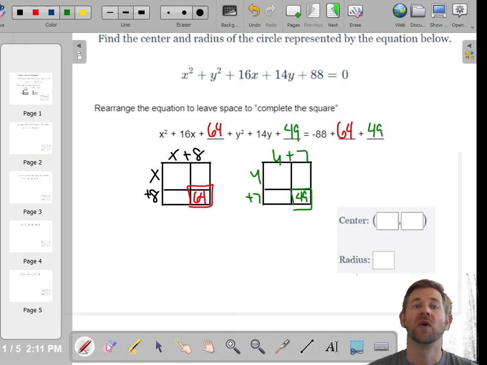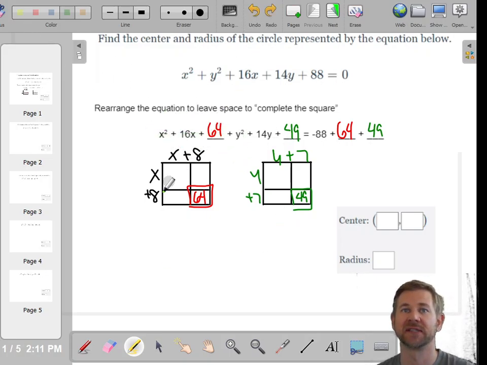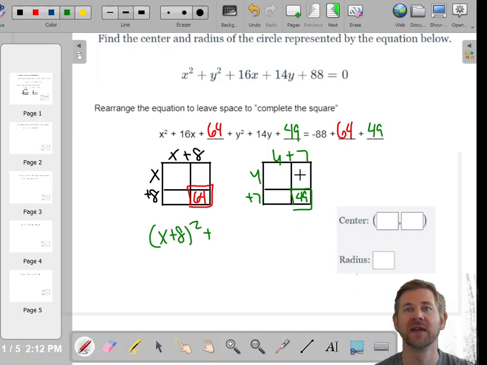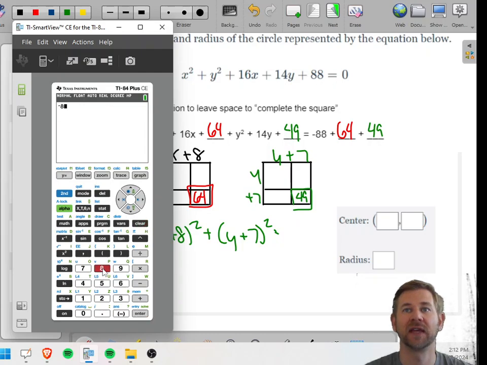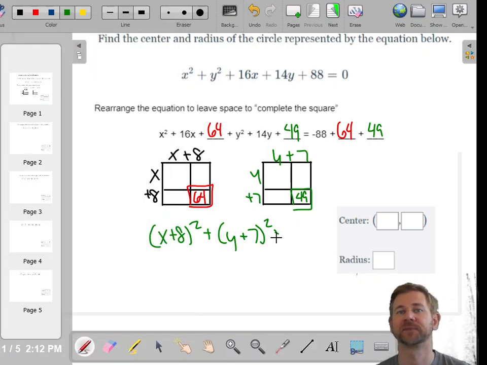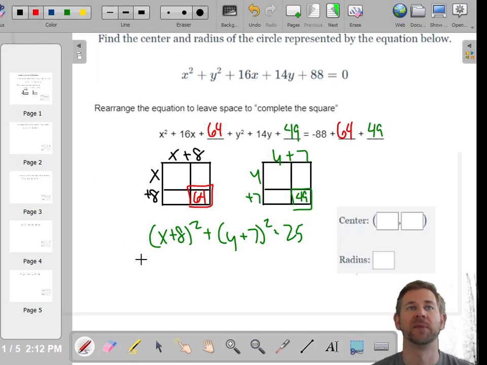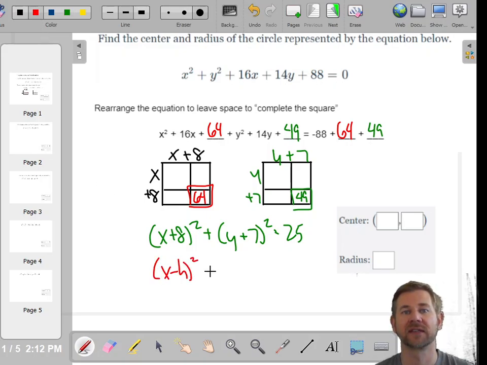Okay, now I'm going to factor each of these terms. So I'm going to factor x squared plus 16x plus 64. But here's the thing. I don't really need to do any of the work because I've got the factors right there. I have the area model to help me factor. This is x plus 8 squared, and this is y plus 7 squared. And on the right side, I'll use my calculator to make sure we're doing this right. I'm going to say negative 88 plus 64 plus 49, which is 25.